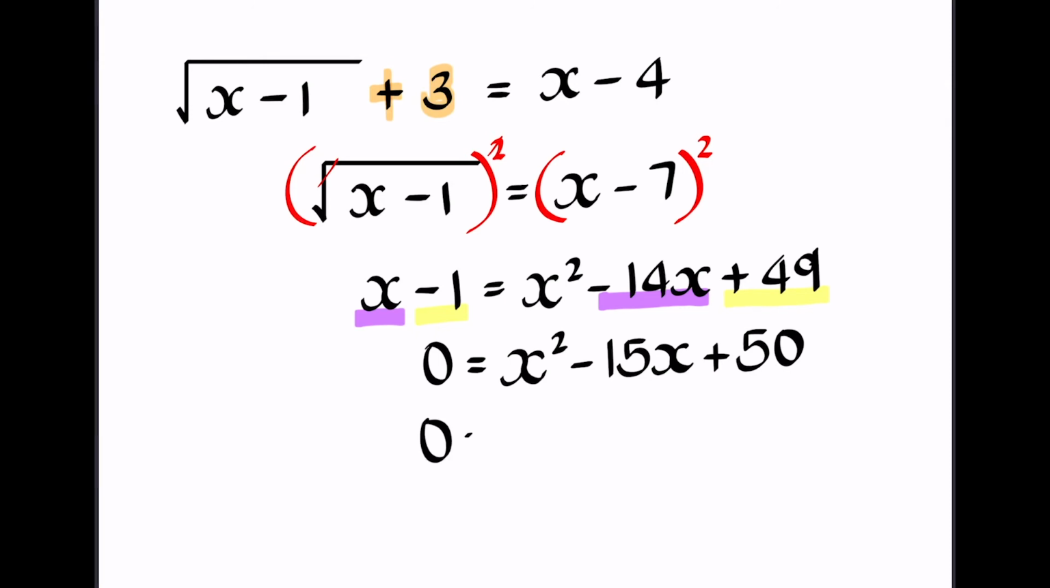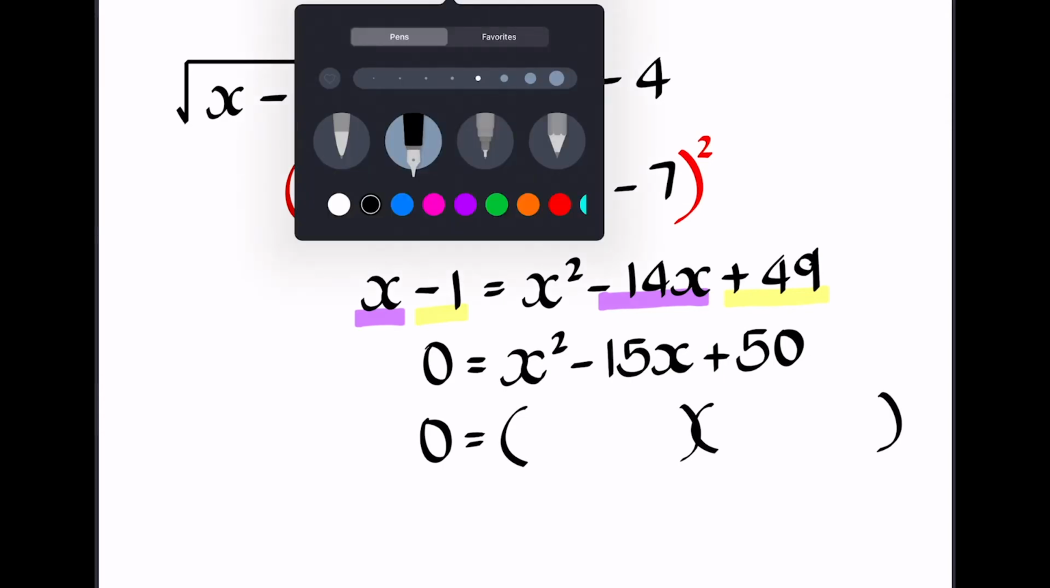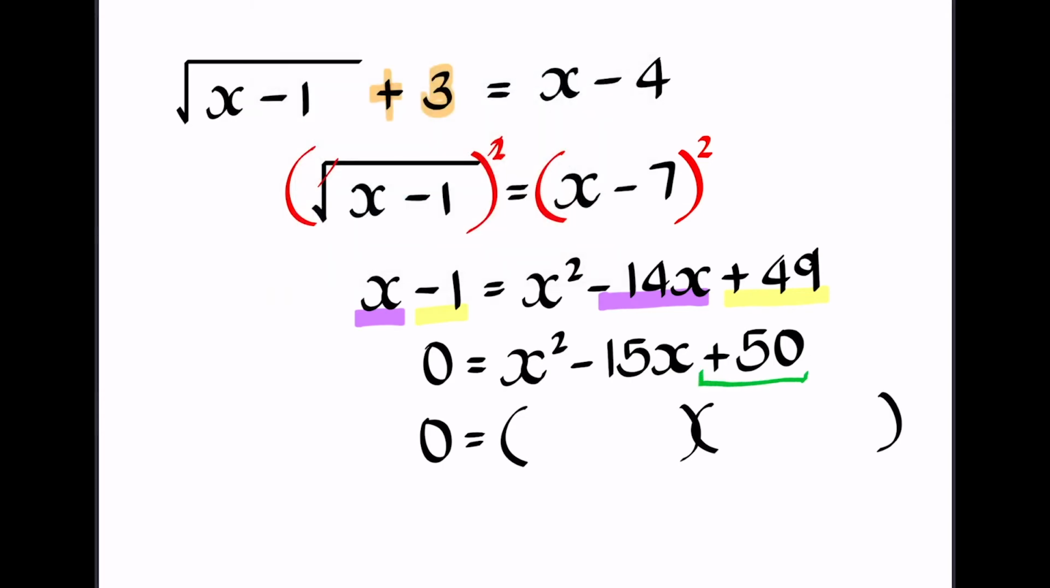So 0 is equal to, now I'm going to factorize this. I look at my third term. My third term is a positive 50, which tells me that both the signs are going to be the same. What are they going to be? I look at my middle term. My middle term is negative, which means that both the signs are going to be negative. Then I'm going to take the factors of 50 that when added together give me my 15. What are the factors of 50? 1 and 50, 2 and 25, 5 and 10. Which of those factors when added together give me 15, the 5 and the 10?